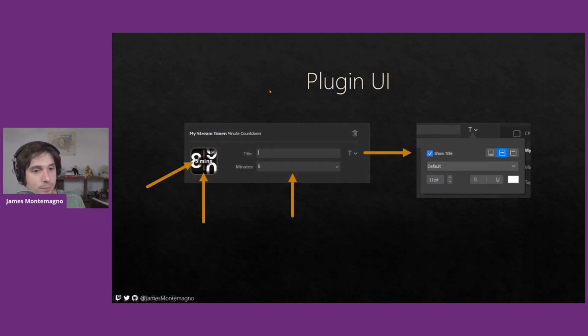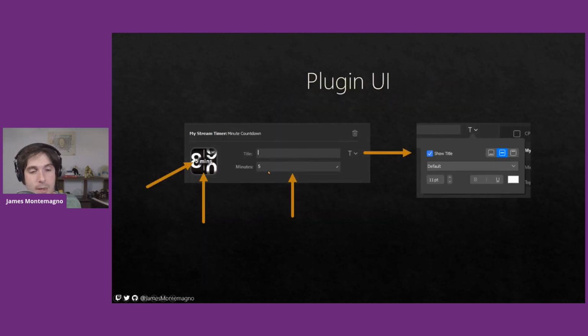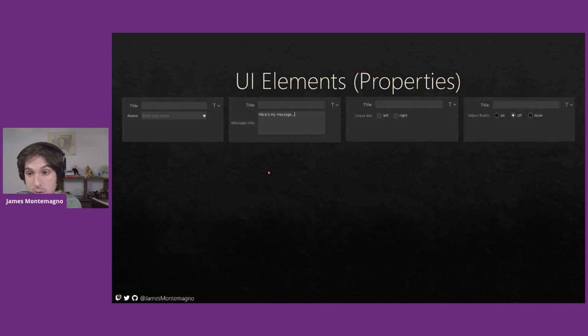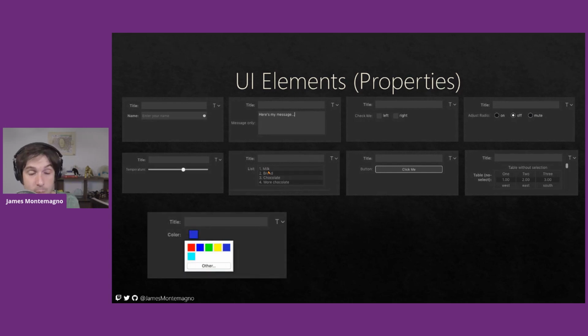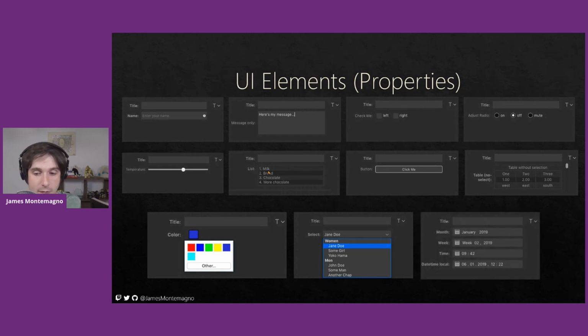So, good question though. For the UI elements, the ones that we have control over right here, there's a bunch of different things that you can do. You can do text entry, you can do a text block, you can do check marks, you can do radio buttons, sliders, lists of data, buttons that you can click. You can have tables with and without selection. You can have a color picker. This is a multi-select, organized, sorted box. And you can have date and time pickers as well. So there's all of these different pickers that you can have built in for them.